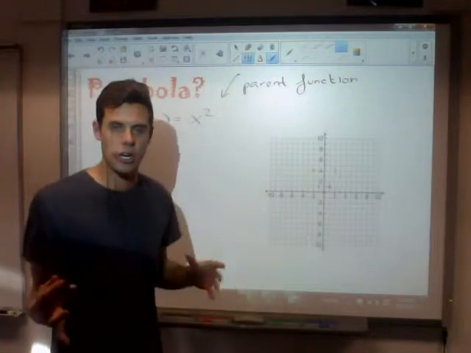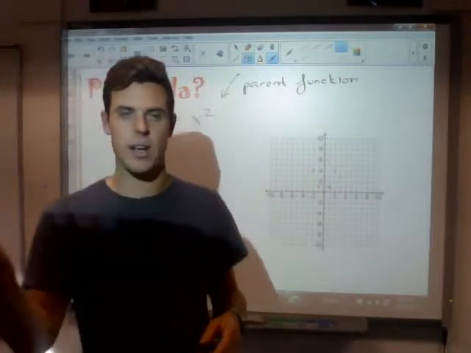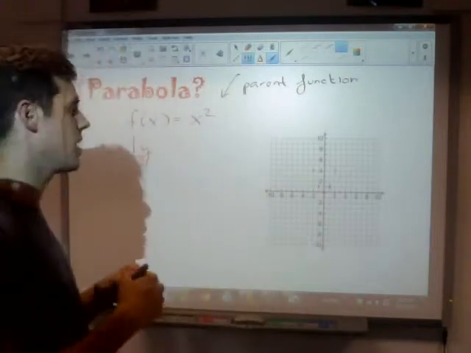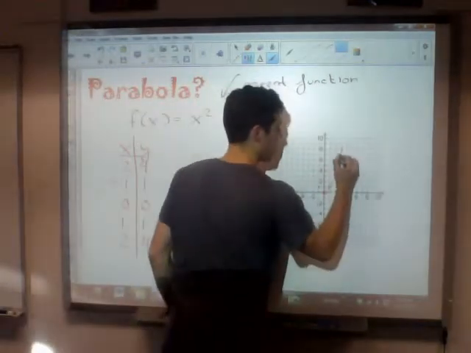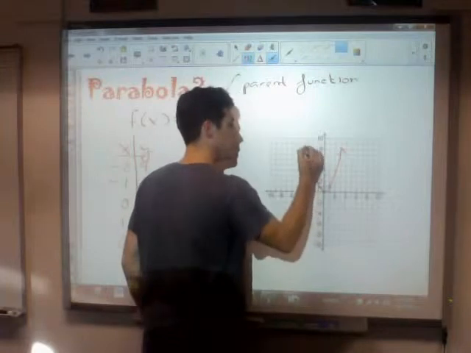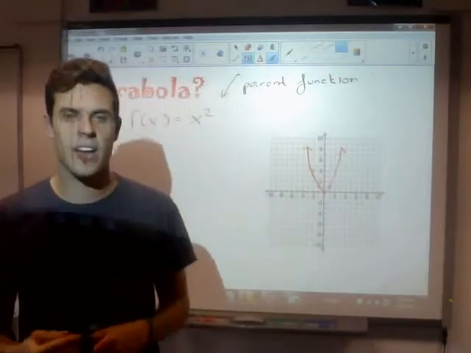Okay? And we know it's curved, so don't draw straight lines in there. It's not an absolute value, v for value function. It's a parabola. It's curved. It's going to go up. I'm going to put arrows on the end to signify that it goes on forever.